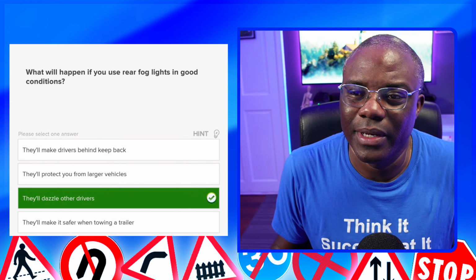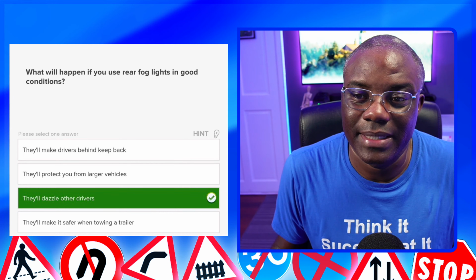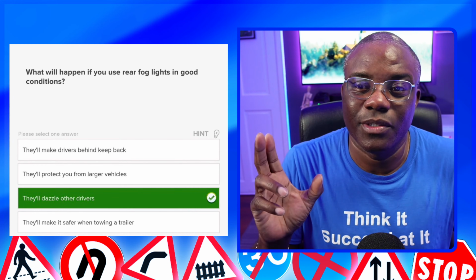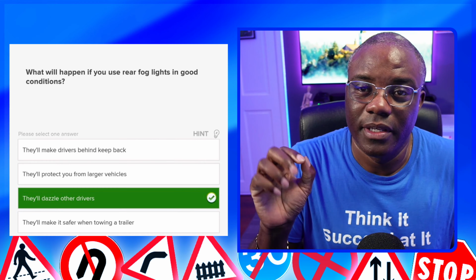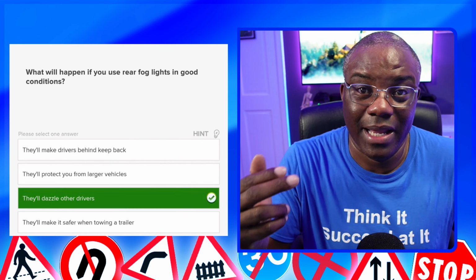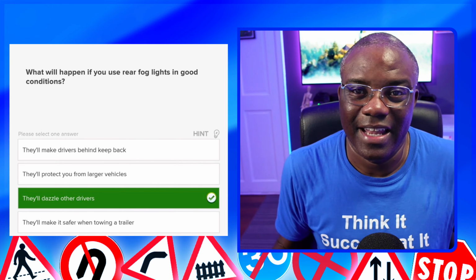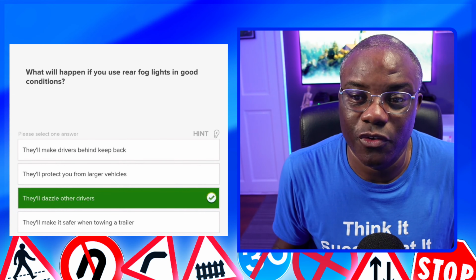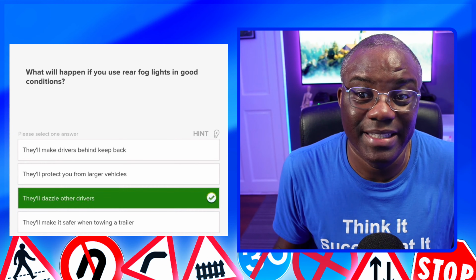But I think they're more related to the front ones on this one when they talk about dazzle. And if you didn't know, let me just break that down as well, because that's a confusing word. Dazzle is when you're being blinded by oncoming traffic, the lights. So dazzle for driving or theory test purposes just means you've been blinded.